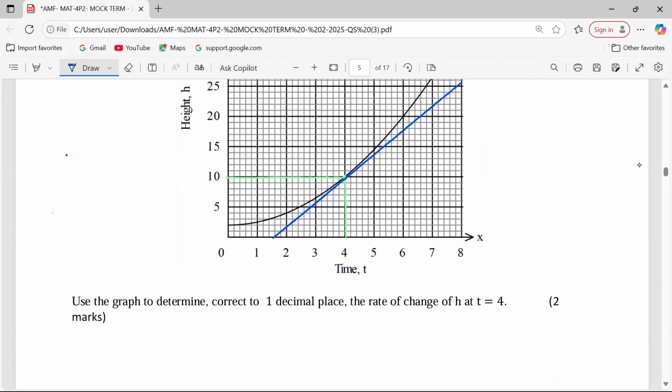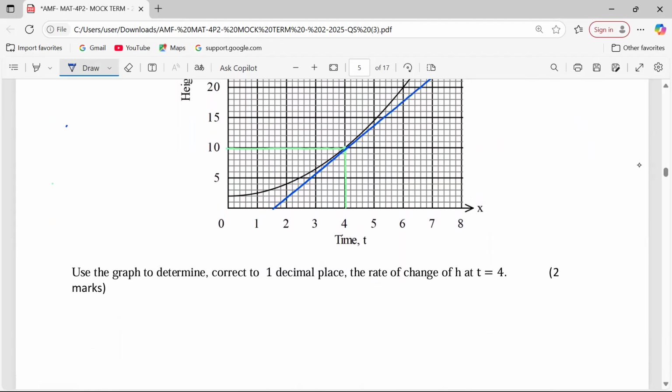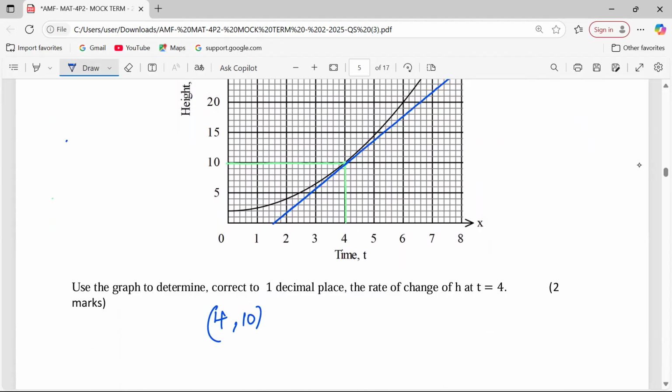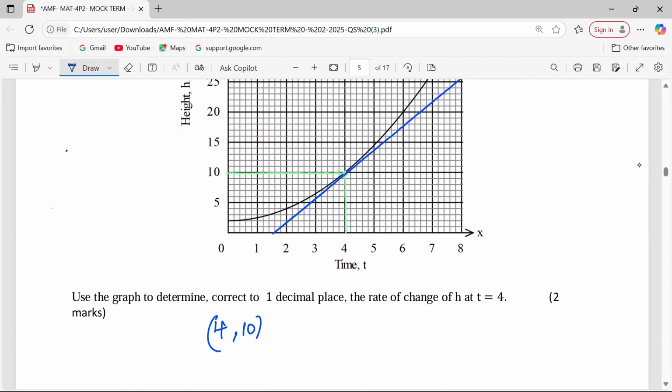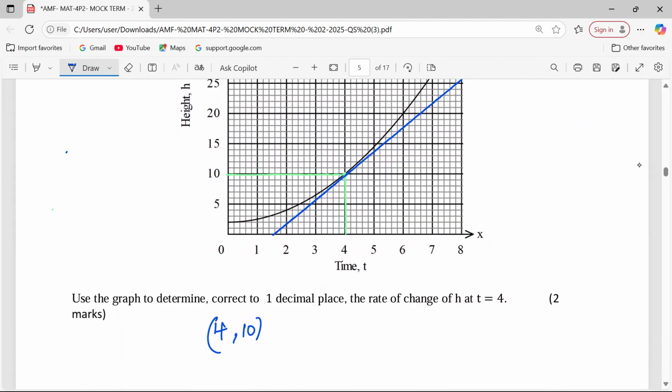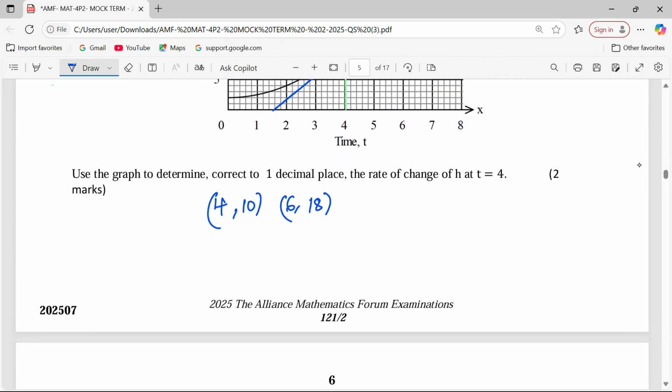For us to get the gradient, one of the coordinates is exact, that is (4, 10). Then we pick another coordinate along the same tangent. So we can pick a coordinate at this point, which is a time of 6, and for the height, that is going to be 18. So now with these 2 coordinates, we can get the gradient.